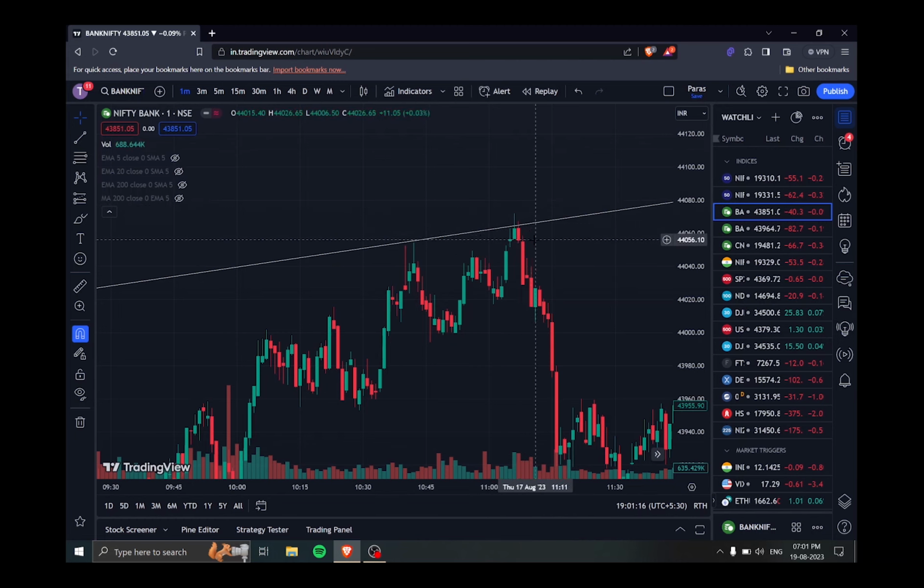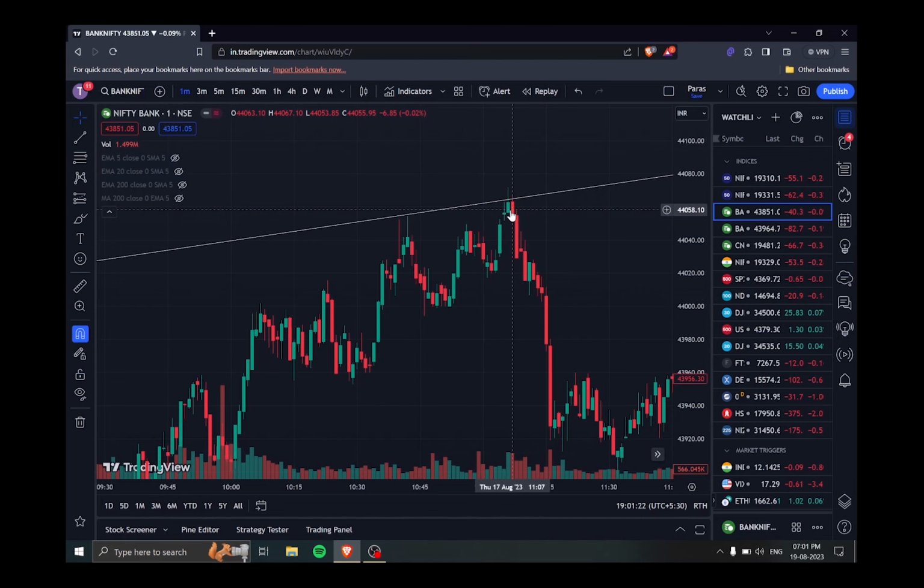And then as soon as we cross the low of that candle, you go ahead and take a 15-point stop loss in the spot and take your target till the next support. Now if you see, the next support was at 44,020, that is from where the buying had come.